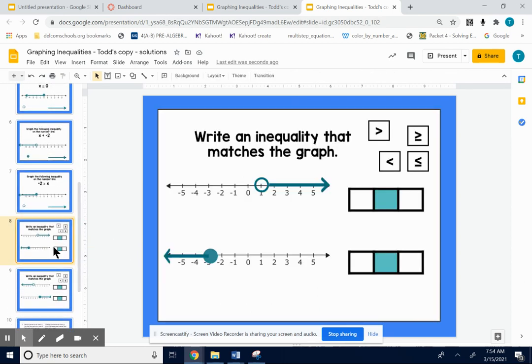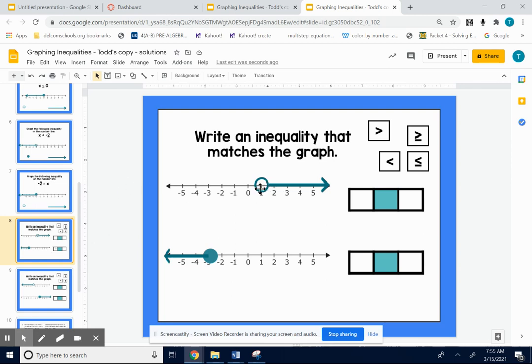Okay, when you get to slide 8, they're showing you a picture, and they want you to come up with the inequality. So why don't you try those before you see my answers. Pause the video a second.